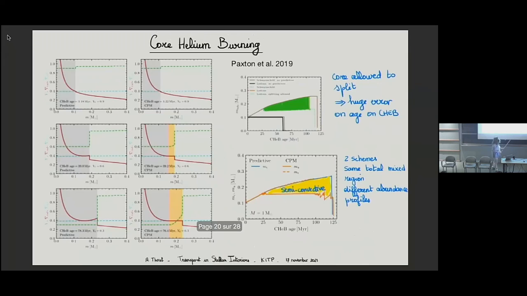One thing. The predictive mixing scheme, the one at the top, gives results totally compatible with the maximal overshoot in the Monash code, except that in their case, it's not physically motivated. Okay.